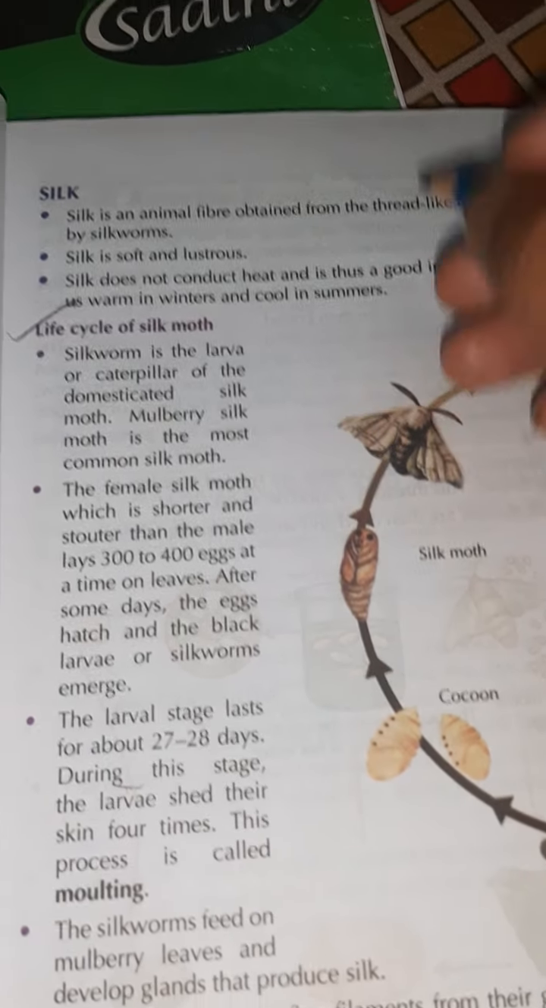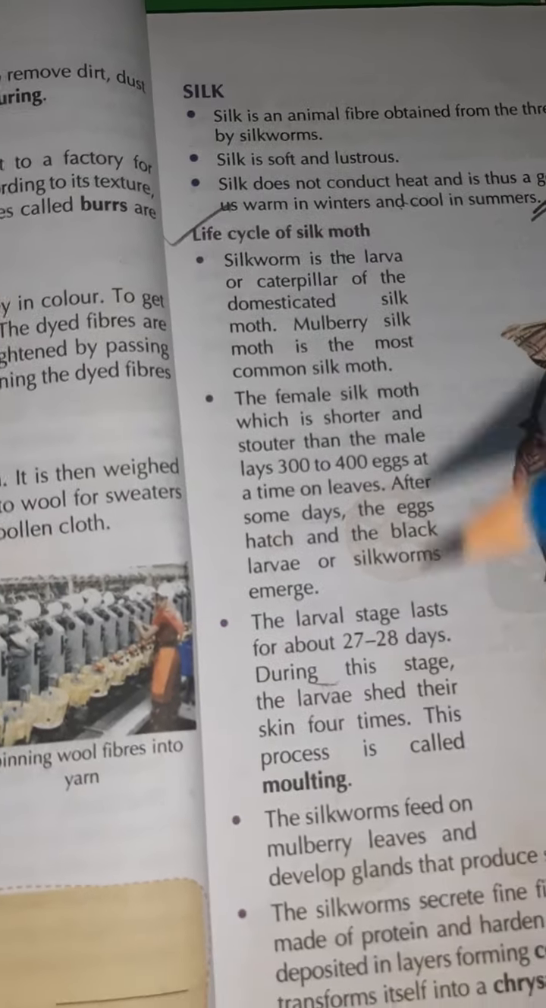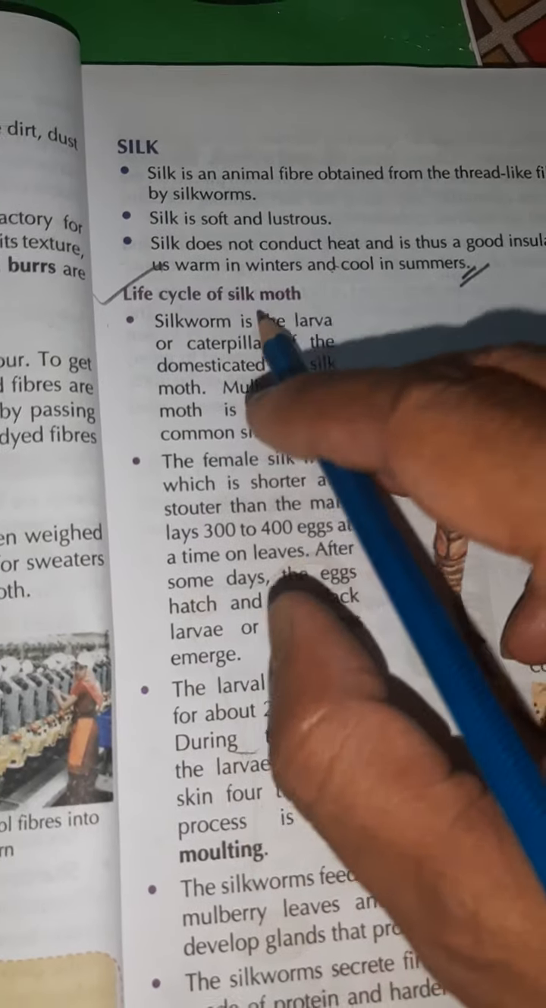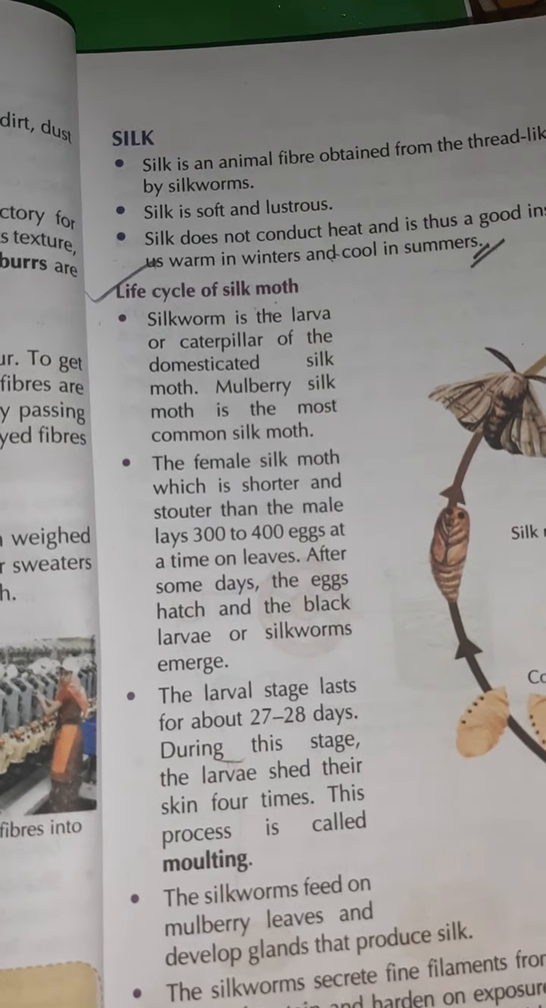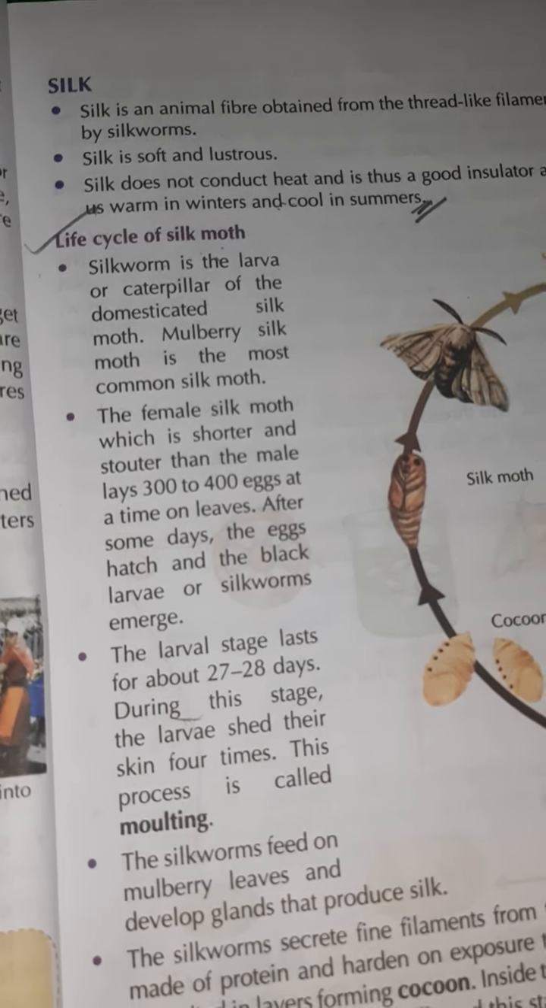So up to this only we'll reach. In the next class we'll go on, because first you read up to this one. This is a very important one. In the next part we'll go for the life cycle of silk. This is a very important part. So I hope you will read up to this. If you have any type of problem, just ask me.